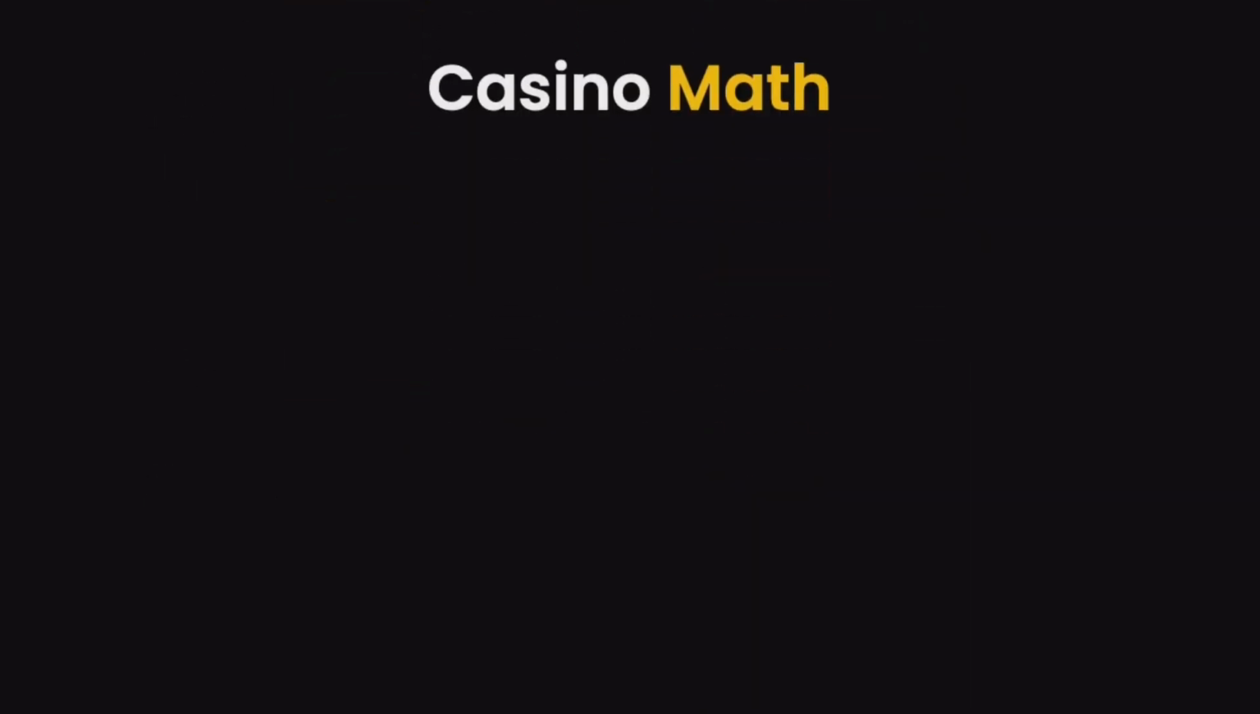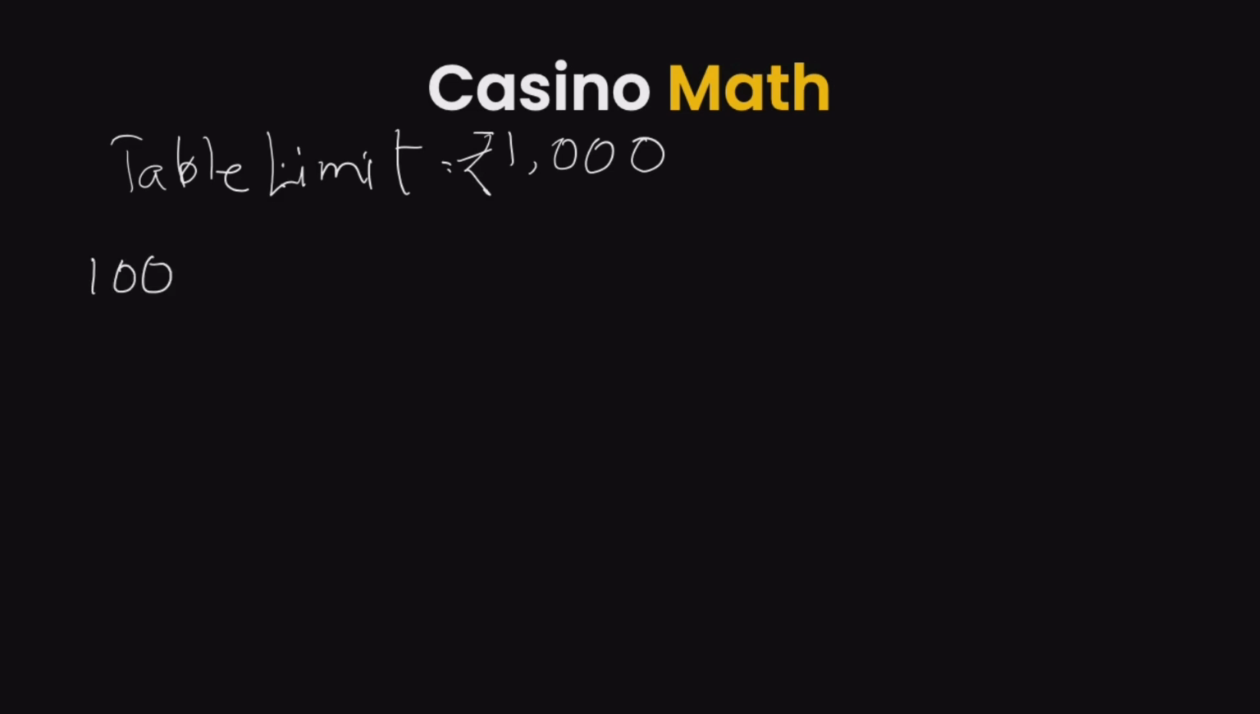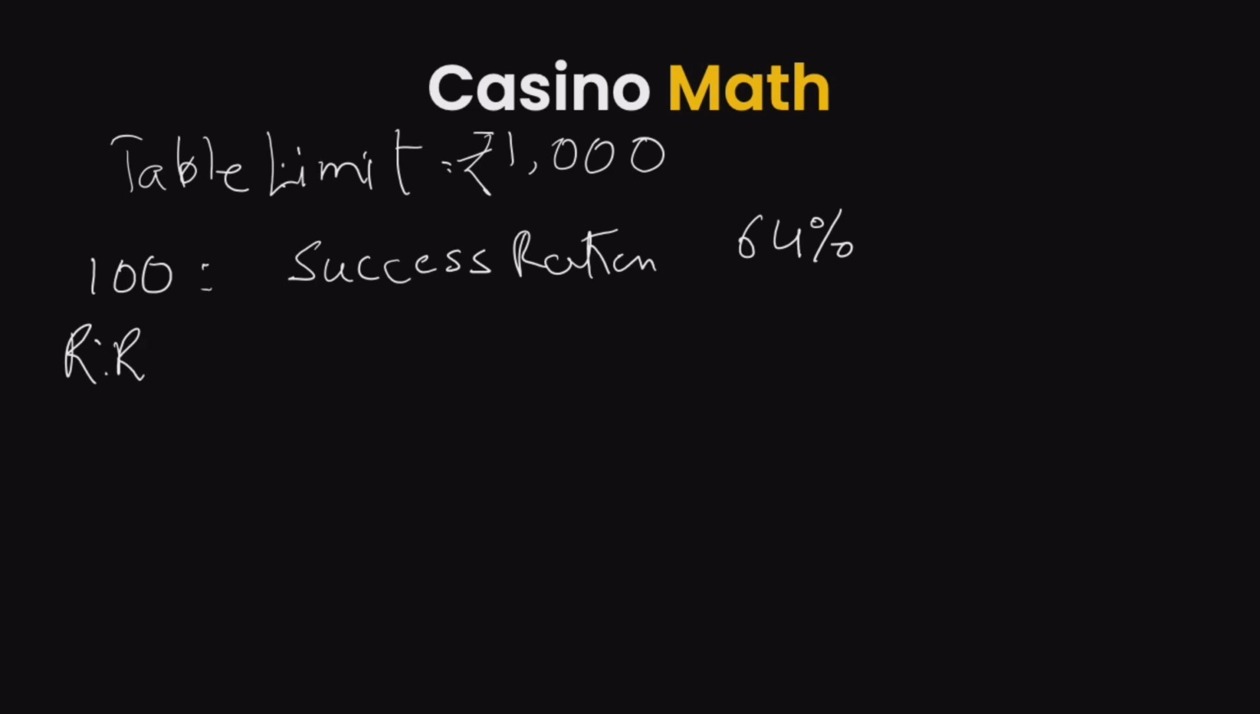So let's look at the math behind it. What is casino math, right? Let's imagine that there is a table limit of 1,000 rupees. Every table has a limit, and in this case it is 1,000 rupees. Now, after 100 spins, as we saw, there is a success ratio of 64%, and we're looking at it from the point of view of the casino. So the success ratio is 64%, and the risk to reward ratio, what they call the payout, is 1:1.